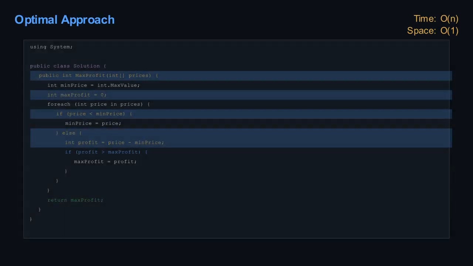To optimize this, we need to stop thinking about pairs and start thinking about the minimum price seen so far. Instead of nested loops, we use a single pass. We maintain two variables, one for the lowest price we've encountered and one for the maximum profit. As we iterate through the list, if we find a price lower than our current minimum, we update it. Otherwise, we calculate the potential profit by subtracting the minimum price from the current price. If that profit is higher than our record, we save it. This way, we only visit each element once.